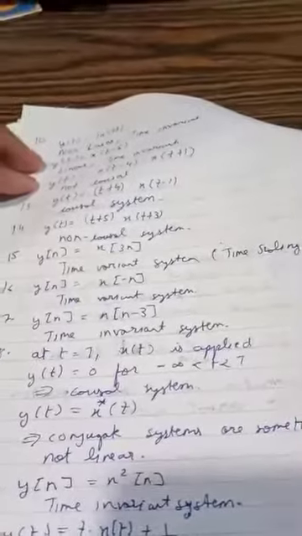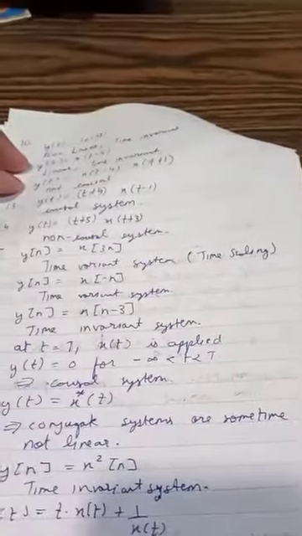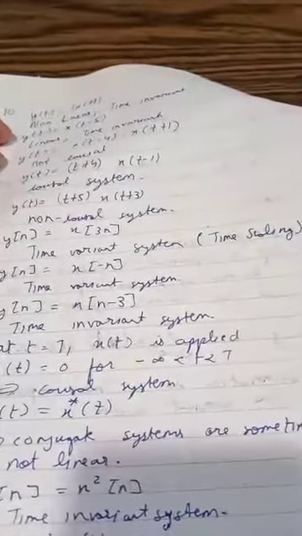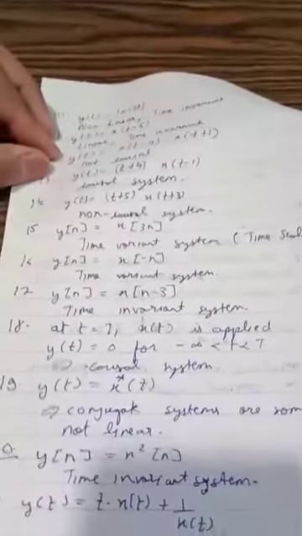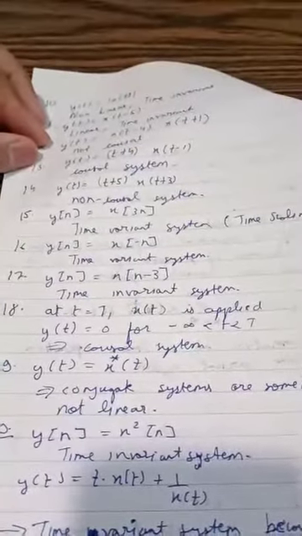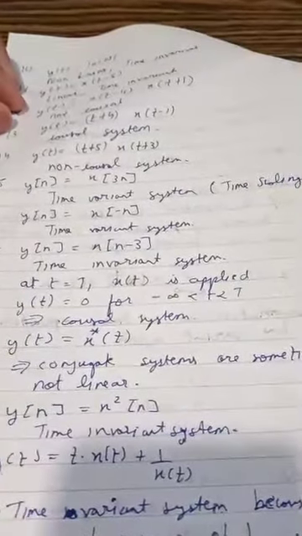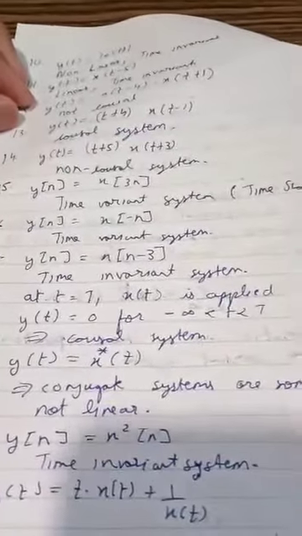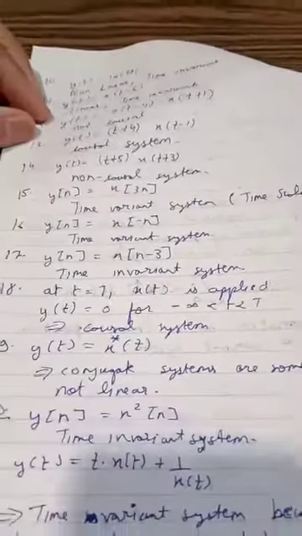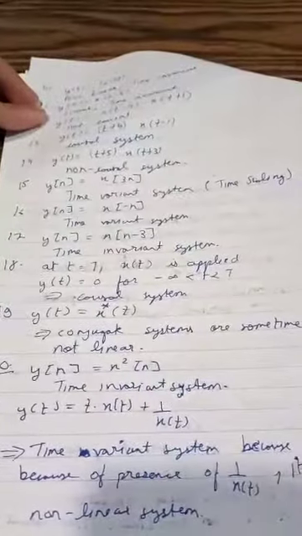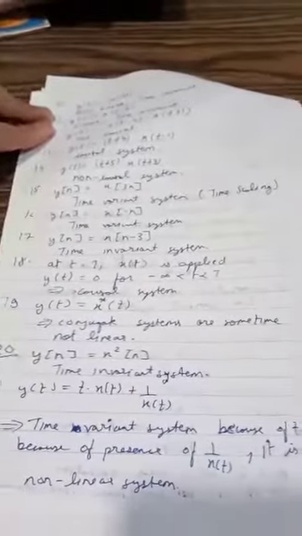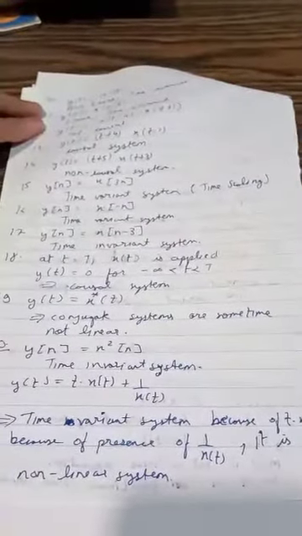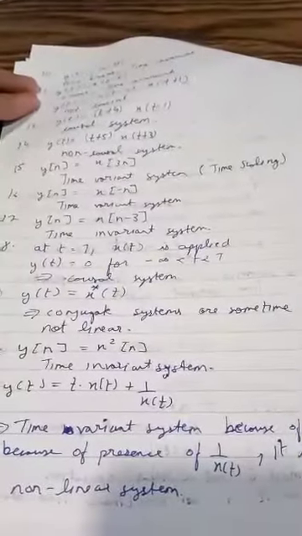The next question is y(t) = x conjugate of t. For conjugate systems, we cannot say whether they are linear or non-linear, because conjugate systems are sometimes not linear. Next question is y(n) = x squared of mod of n. It is a non-linear time invariant system. Next question is y(t) = t times x(t) + 1 upon x(t). It is a time variant system because of the t times x(t) term, and because of the presence of 1 upon x(t), it is also a non-linear system.